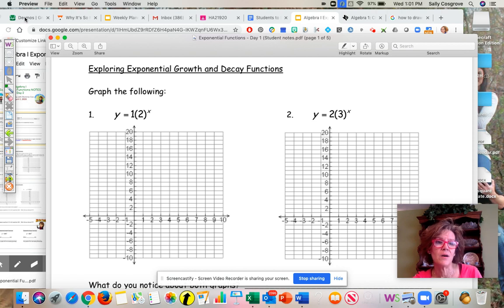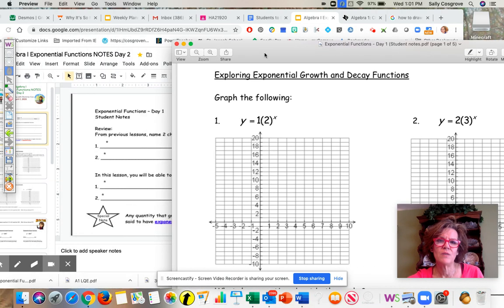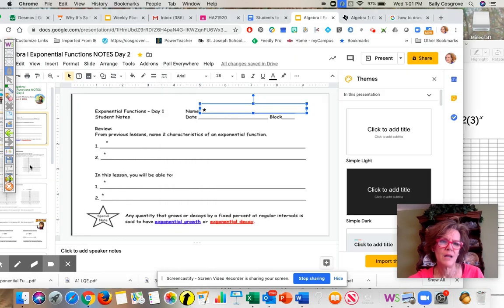If it seems a little awkward, we'll have access to our calculator. Y equals 1 times 2 to the x. So the first thing I'm going to do is move this out of the way. You should now be on this slide.